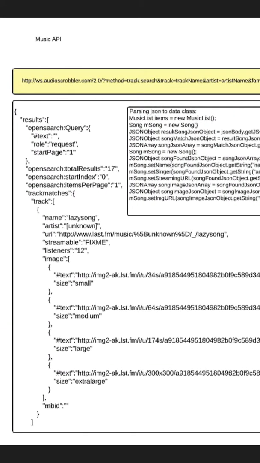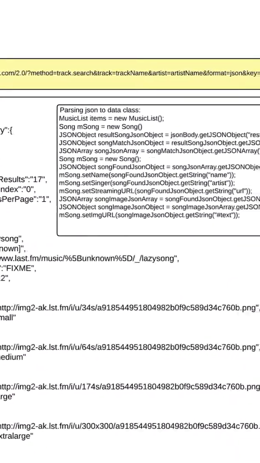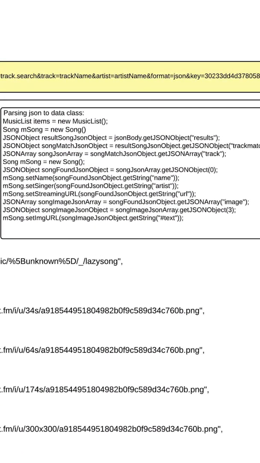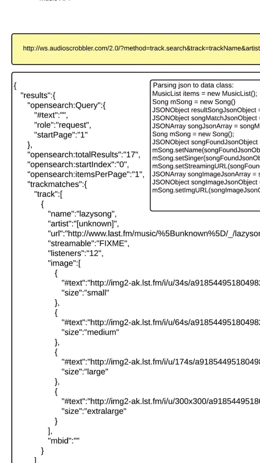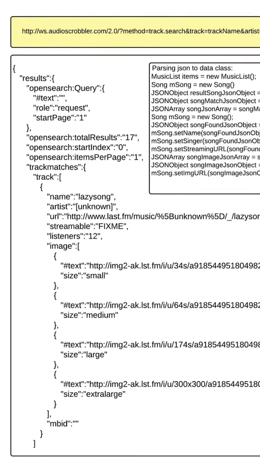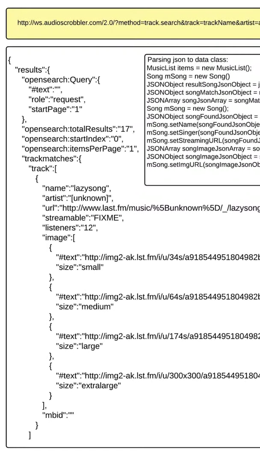This is a sample of the JSON returned from the API. To parse this JSON into the data class, you have to go like this. First go to the JSON object results, and you get the JSON object result right here. From the result you go to the track matches, another JSON object. From the track matches you go to the JSON array named track, and from the track you can get JSON strings like name, artist, URL, everything, information right here.